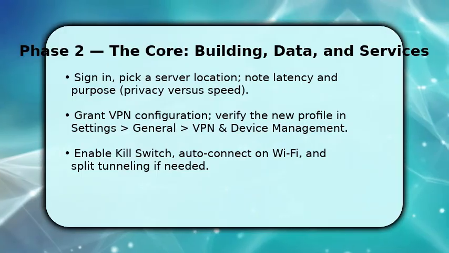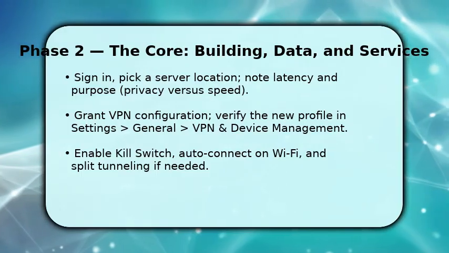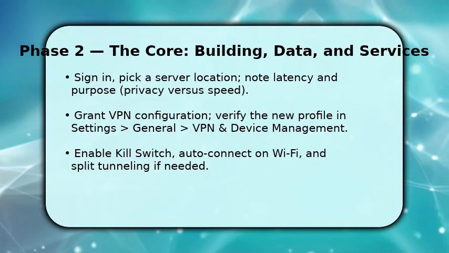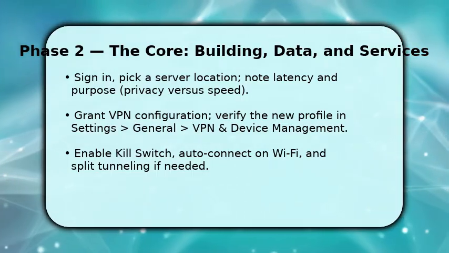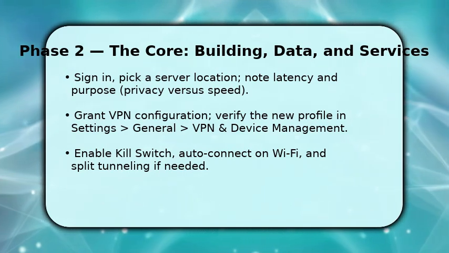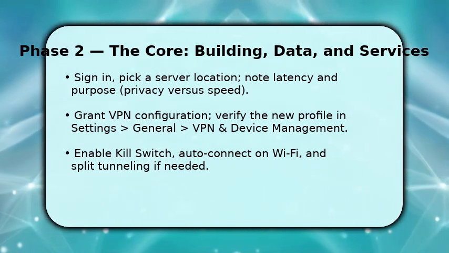Next, enable features like kill switch to block leaks and auto connect on untrusted Wi-Fi. Use split tunneling only if you need some apps to bypass the VPN. Make sure the VPN status reads connected before proceeding to the next step.